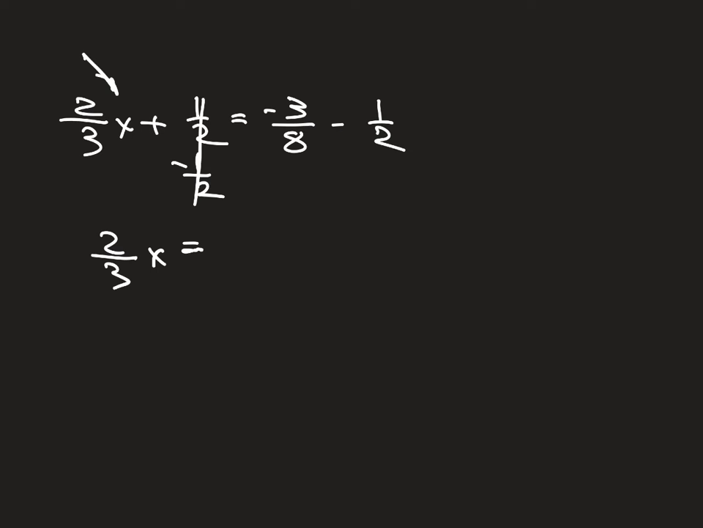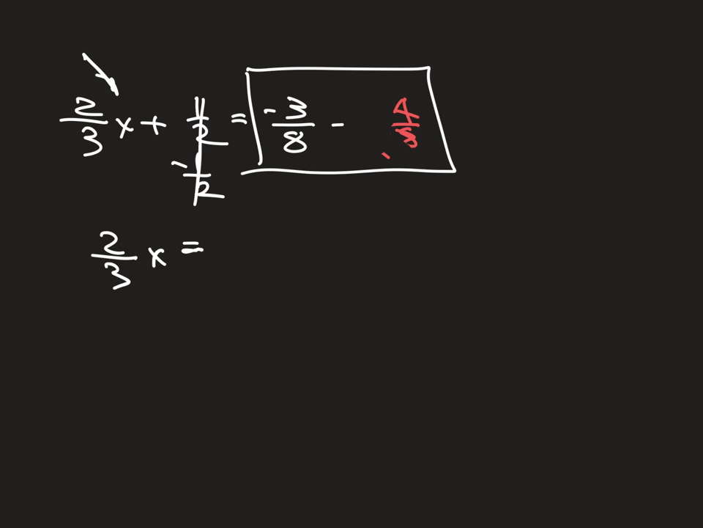3/8 minus 1/2. In order to combine these, we have to find common denominators. Common denominator that both 8 and 2 go into is an 8. What did we have to do to change this 2 to an 8? We multiplied it by 4, so therefore we have to multiply the top number by 4. 4 times 1 is 4. So now, instead of 1/2 that we're subtracting, we have 4/8, which is 1/2.